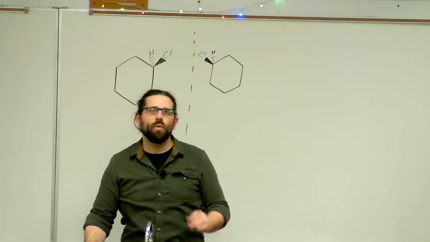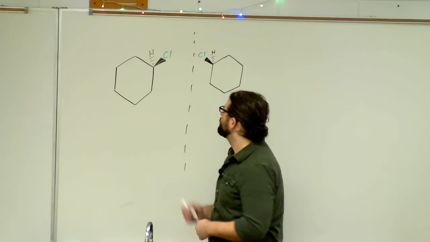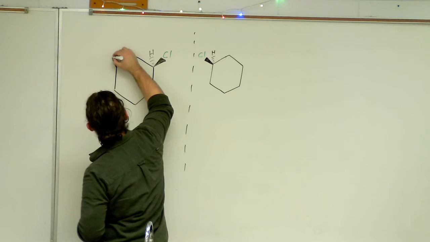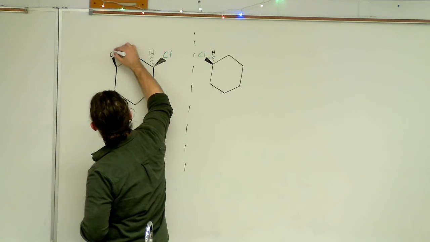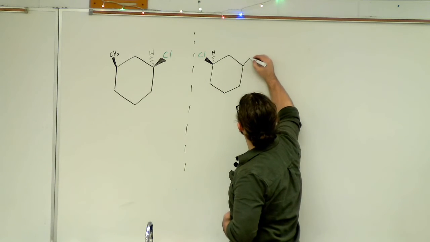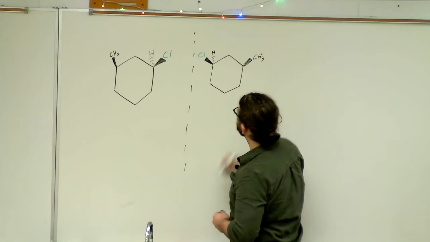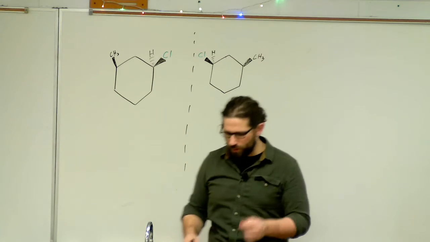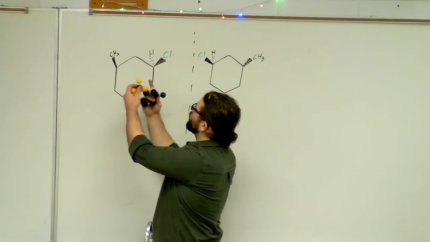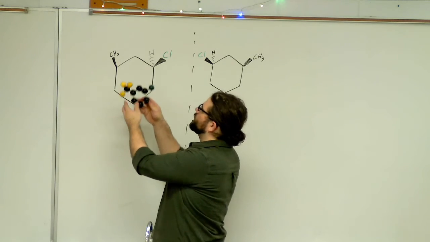Now, what if I put another constituent on it? Let's add a methyl group. So I'm going to add a methyl group right here, also sticking out towards you. And now my mirror image over here, that methyl group would be right here. So now if we put those on our models, I've got this one right here. My methyl group is sticking out towards you. So just like that.